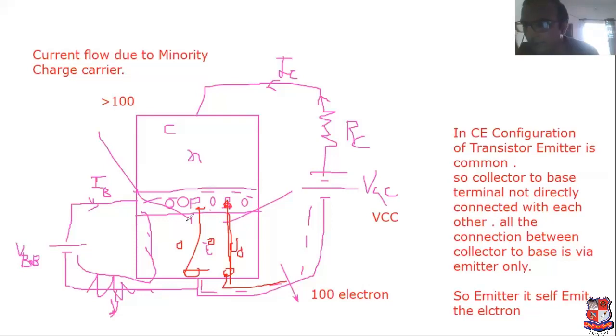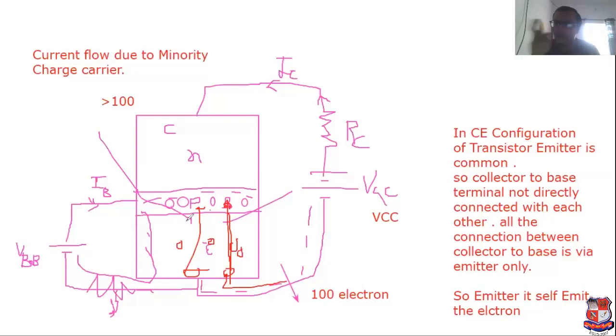And what is the input current in the common emitter configuration? The input current is IB and the output current is IC. It is always large compared to the input current. That's why the common emitter configuration is very useful compared to common base. Try to understand this point: all the electrons can be transferred via the emitter only. That's why emitter current is always large compared to collector current.